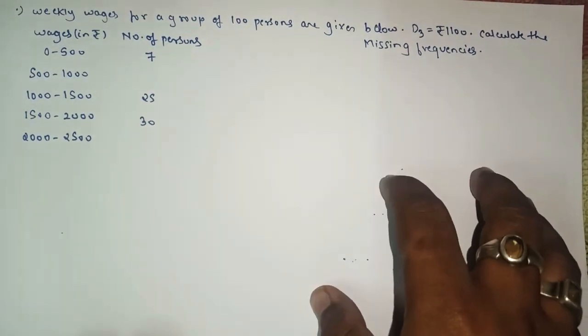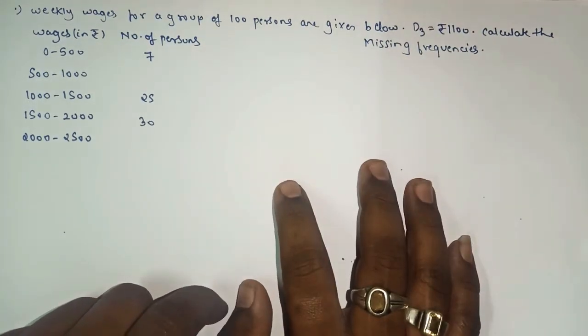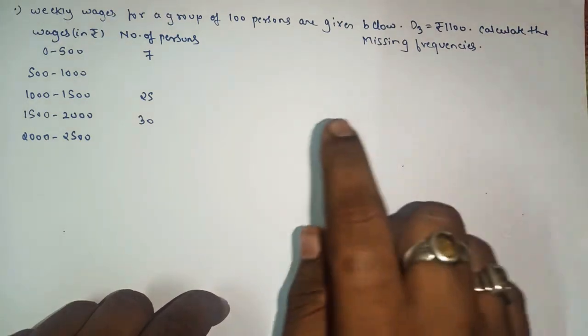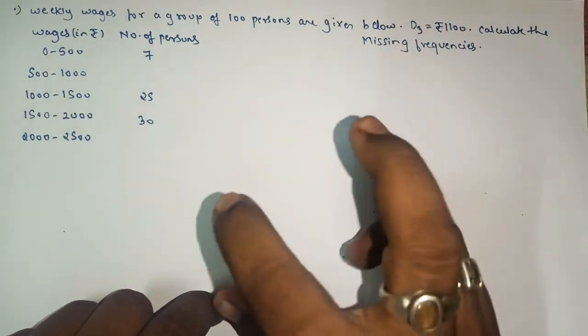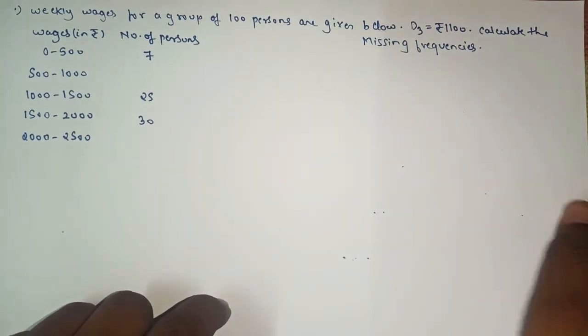Same as we divided the first exercise into 3 types, in the second exercise also we divided the exercise into 3 types. Almost all the sums based on deciles and percentiles have been covered. We are hardly left with 2 or 3 sums, so that we are going to do now.